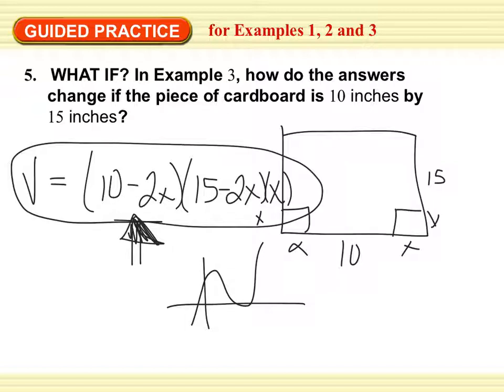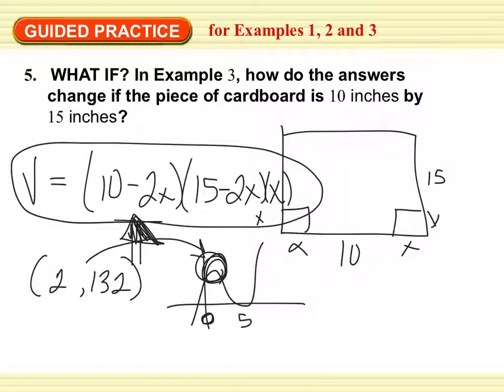goodness, like that. But I only want to look at my x-axis between 0 and 5. So I want to look at that value right there. So this maximum is 132 cubic inches, and my x value is about 2. So that right there is the maximum at that point.